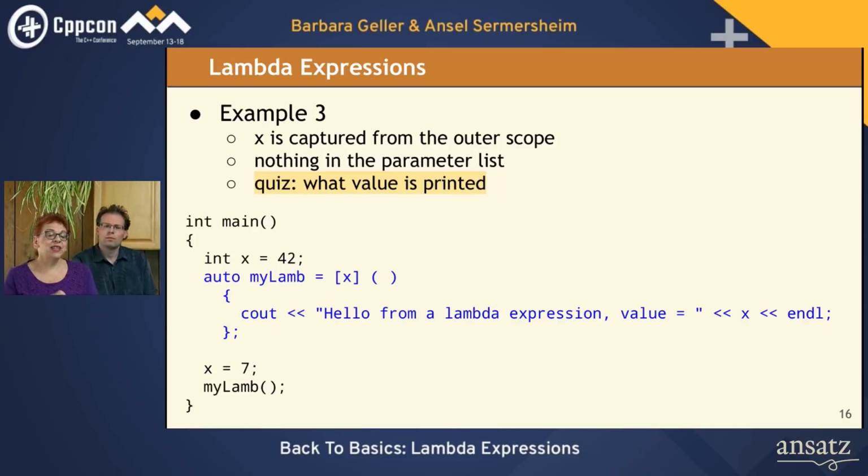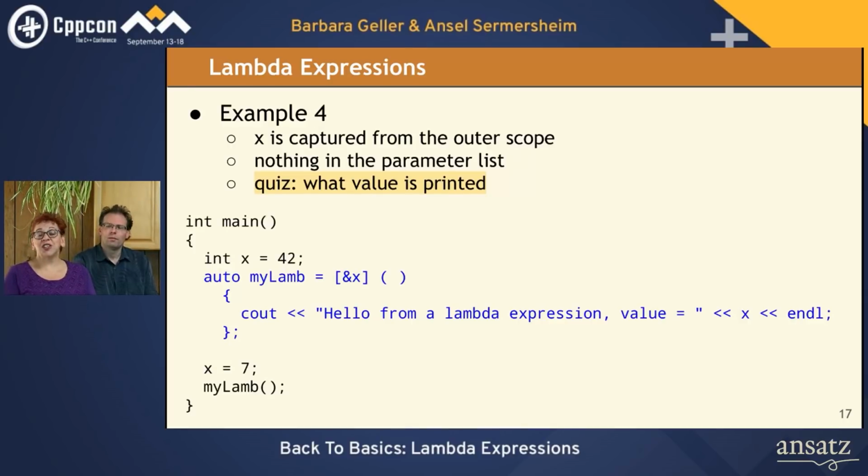Notice, this X is captured by value. And this capture means that the value is copied when the Lambda expression is evaluated during the initialization of myLam. So yes, as people are posting, 42 is the answer because the capture actually happened during that declaration. So the fact that we're reassigning X to 7, that doesn't have any bearing on what it actually prints when the Lambda expression is evaluated and the result is printed.